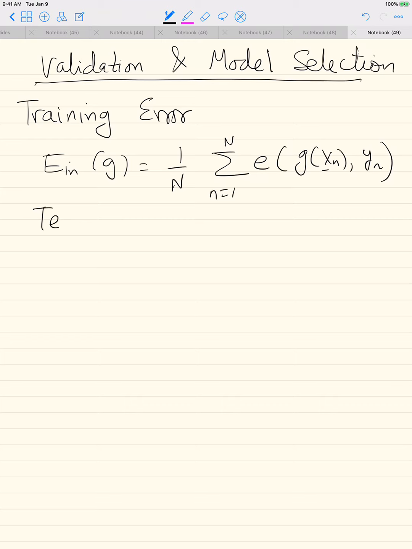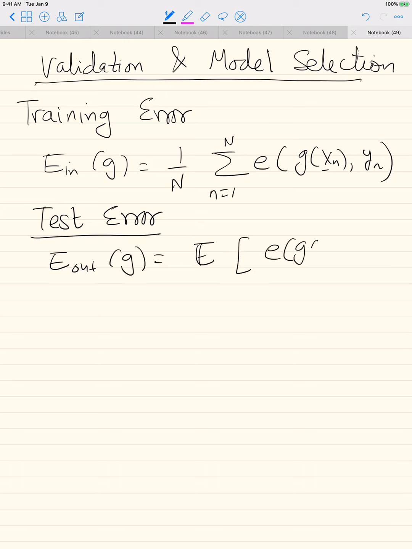And the test error is the expected value of the loss on a fresh sample. Using PAC learning in the first part, we were able to bound the gap between the test error and the training error. So we provided probabilistic guarantees that the test error is small if the training error is small.